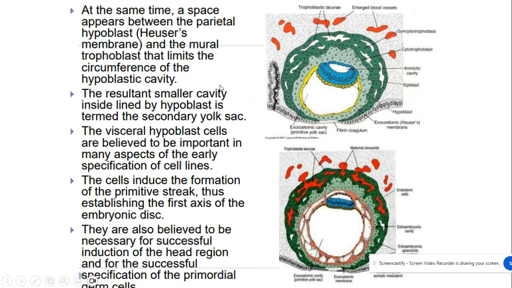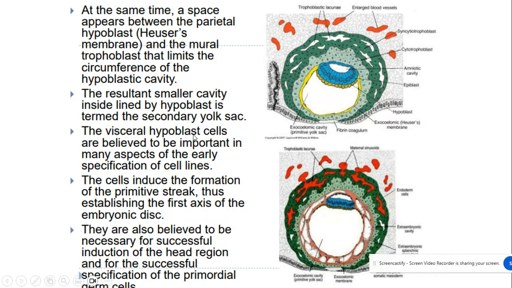At the same time, a space appears between parietal hypoblast, the uterine membrane, and the mural trophoblast that limits the circumference of the hypoblastic cavity, right? The resultant small cavity is lined by hypoblast, right? So we have two cavity formations. The hypoblast-lined cavity is termed the secondary yolk sac. We have a primary yolk sac and we have a secondary yolk sac, yeah?